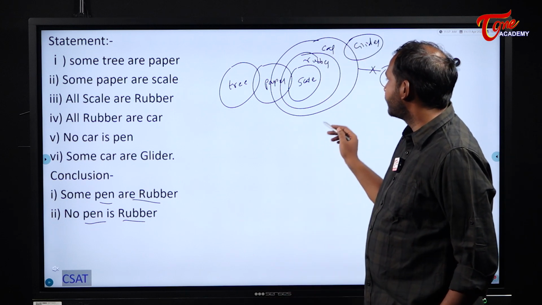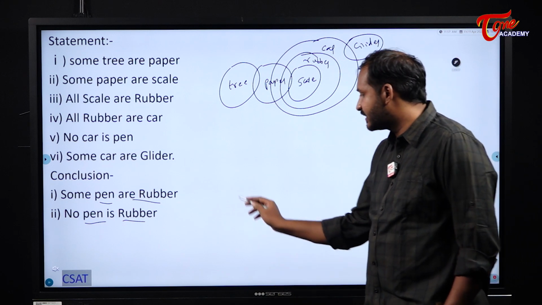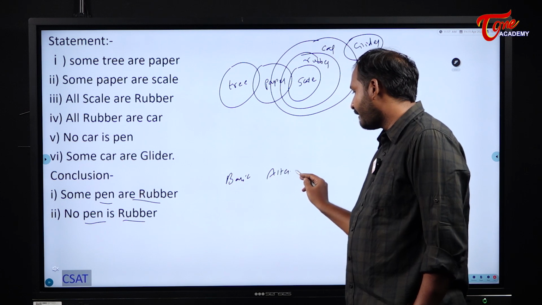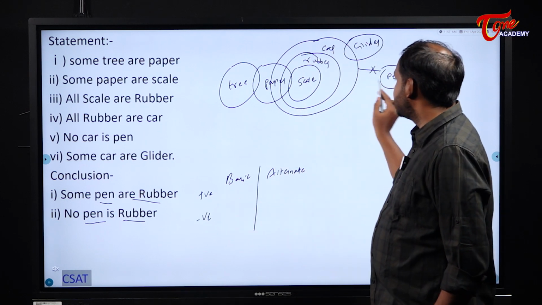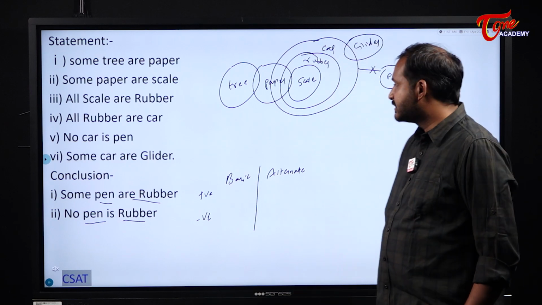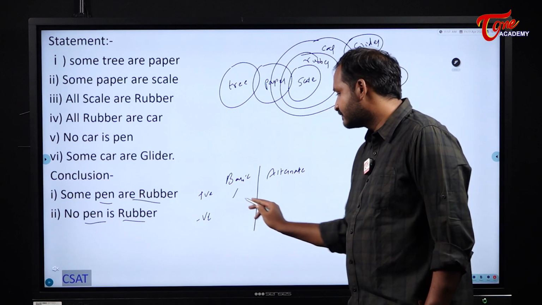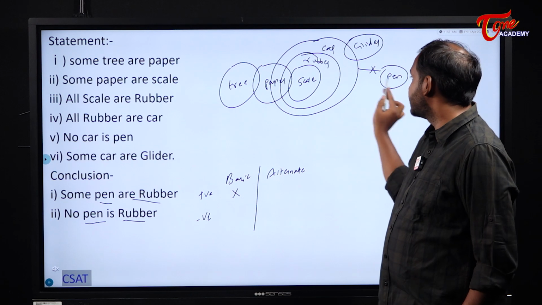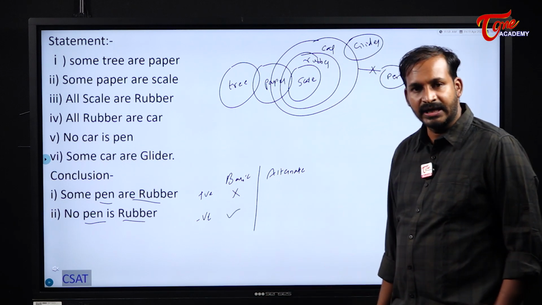Some pen are rubber. Is there any relation between pen and rubber in the basic diagram? No, that is false. Next, no pen is rubber. Is there a relation between pen and rubber? No, that is true.